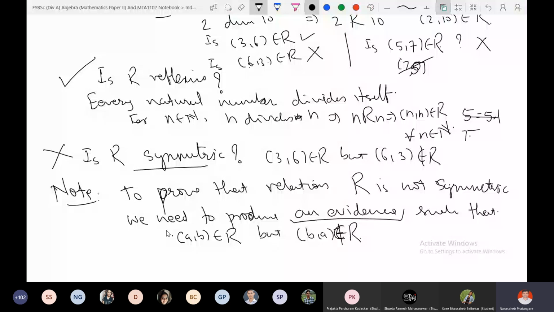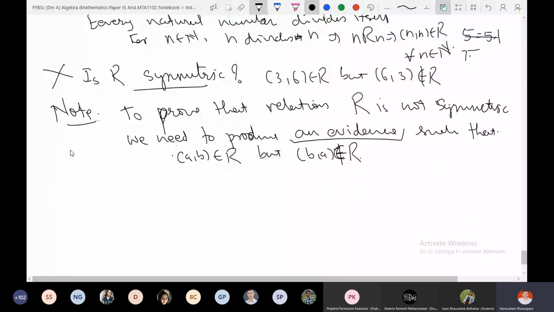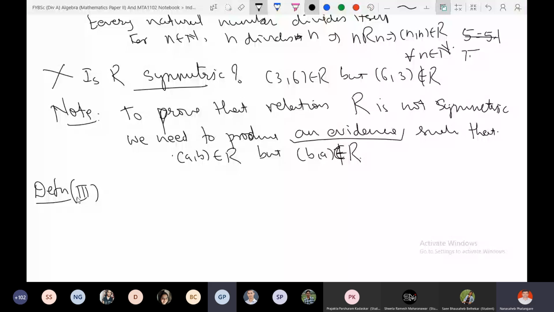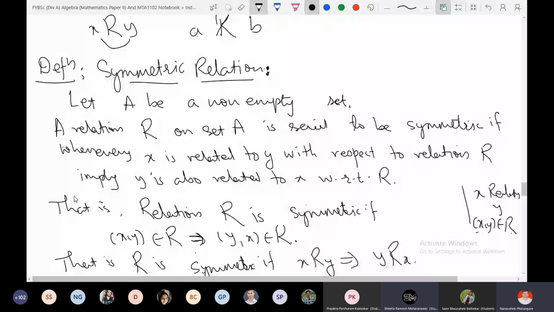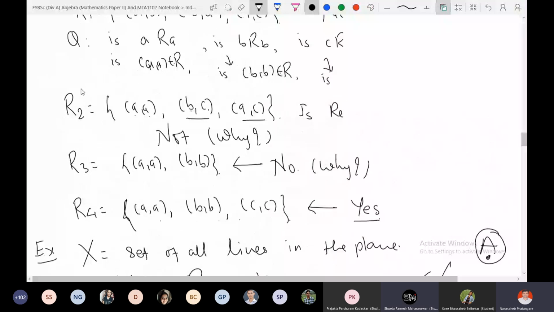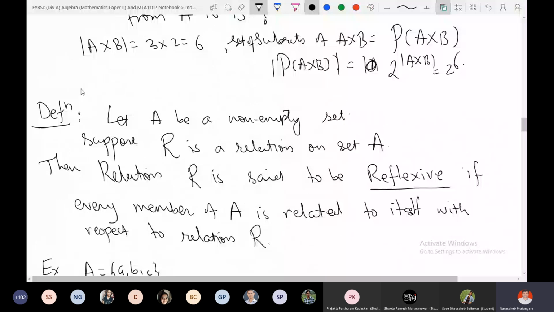So now the definition of symmetric relation is clear. Very good. So we'll go to the third type of relation. We learned two types: the first type is reflexive, the second type is symmetric, and the third type is transitive relation.